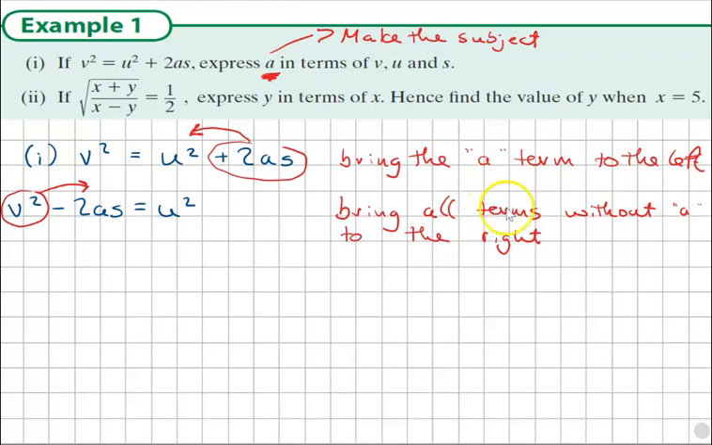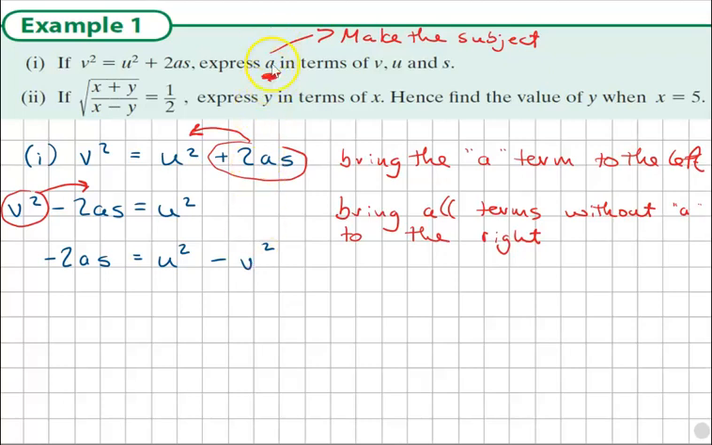Next, we're going to bring all terms without an A to the right. So u squared doesn't have an A, but it's already on the right, so we don't need to move it. V squared needs to be moved over to the right, and it becomes minus v squared. So we have minus 2as is equal to u squared minus v squared.